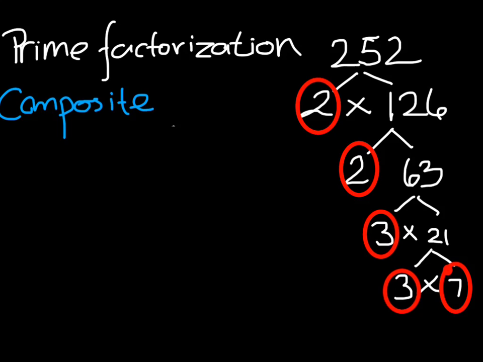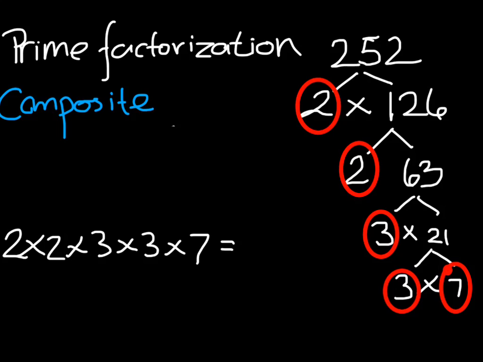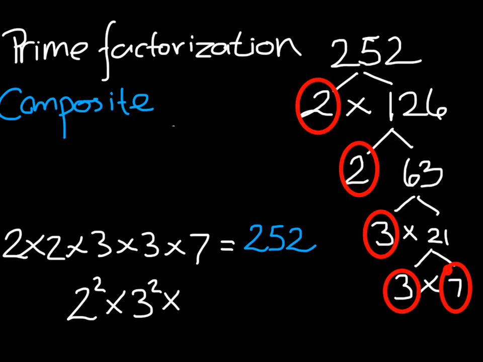All right, so here's our prime factorization, and we can write it out like this: 2 times 2 times 3 times 3 times 7. If we multiply all those together, we will get the composite number of 252. You could also rewrite it in its exponential form. We could say 2 to the second power times 3 to the second power times 7. That also equals 252. So that's our prime factorization.